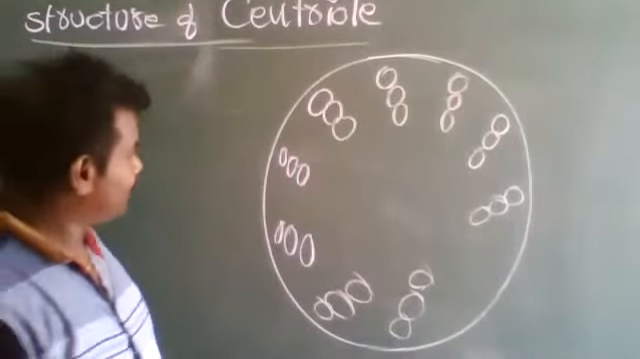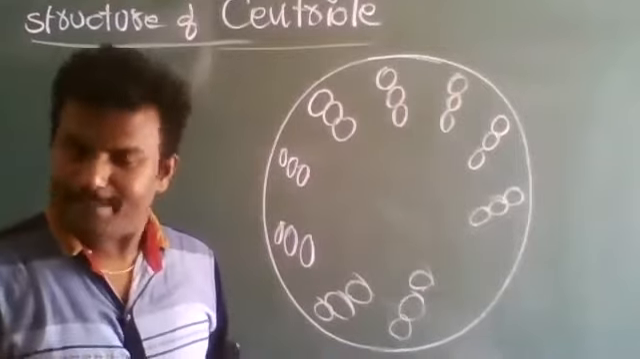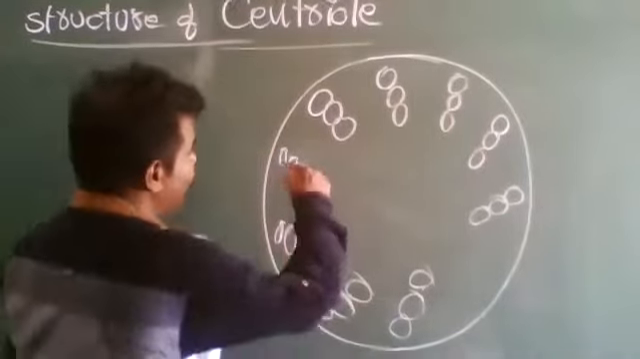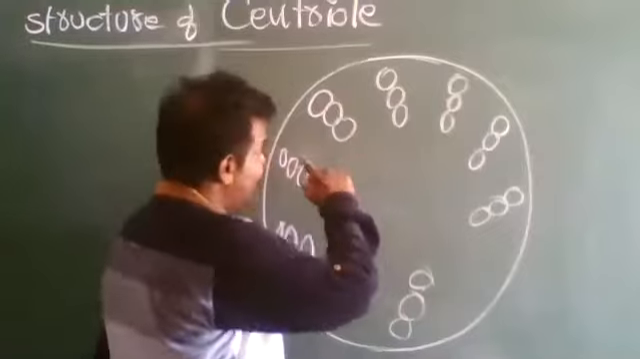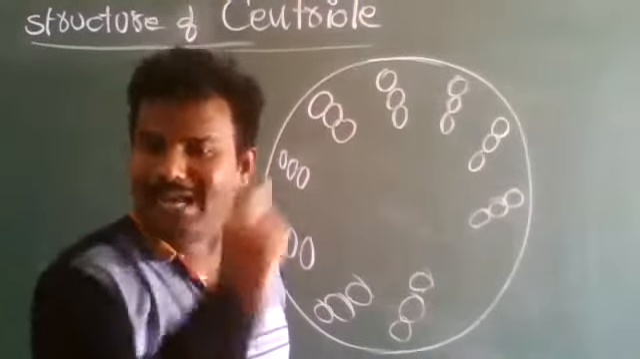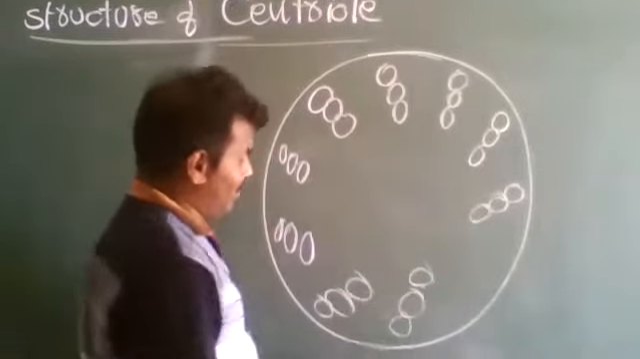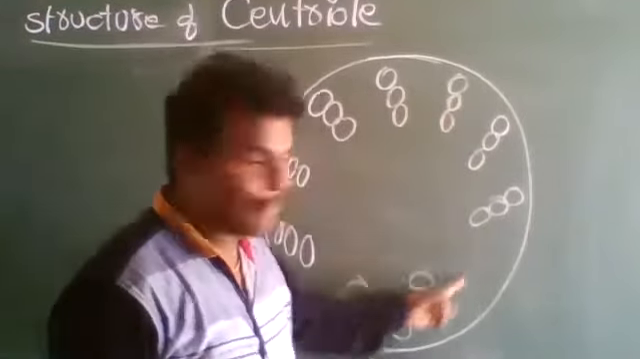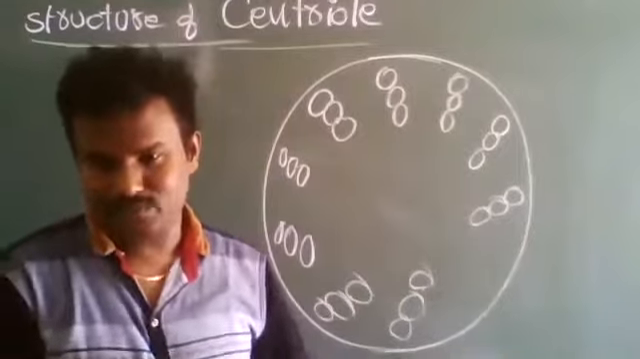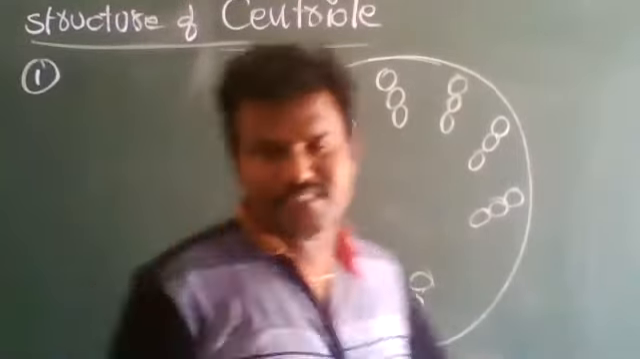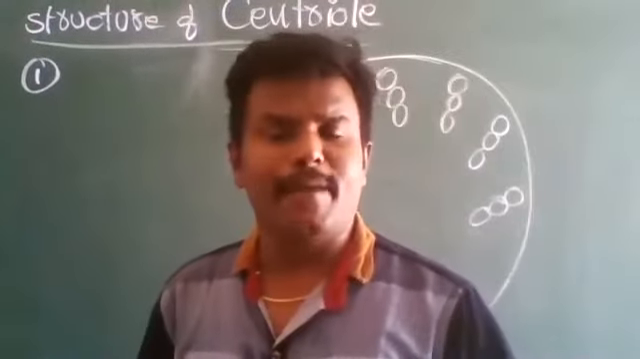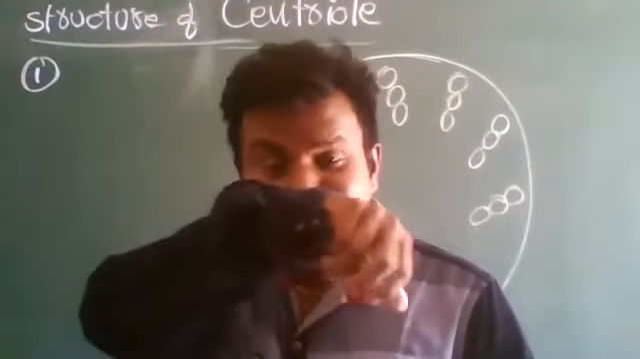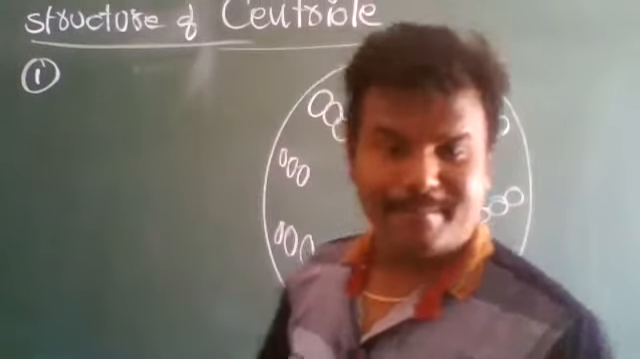Okay, see like that. Each centriole is made up of 9 evenly spaced units. Evenly spaced means that from one to another the space is equal, not more and not less. Here some extra space may be shown while drawing in the textbook diagram, but between these triplets the space is equal. So the first point of the structure of centriole is that each centriole is made up of 9 evenly spaced peripheral fibrils of tubulin protein.